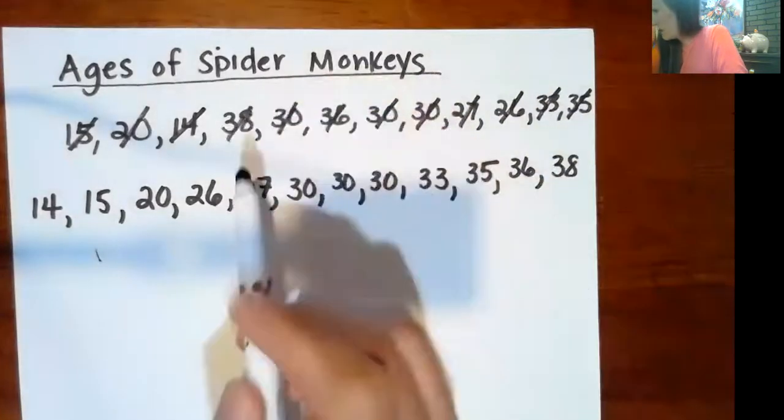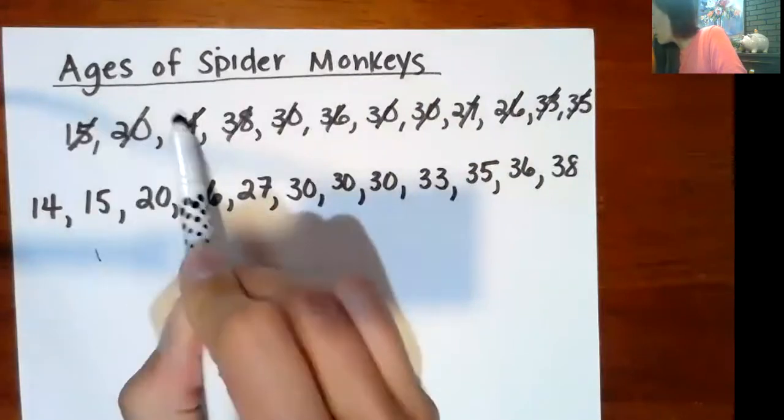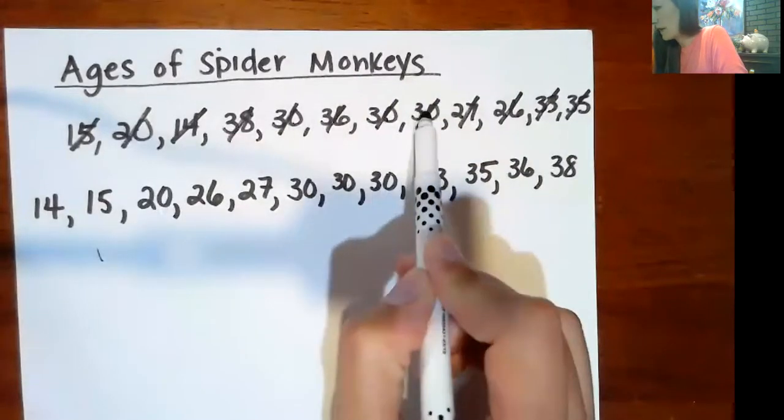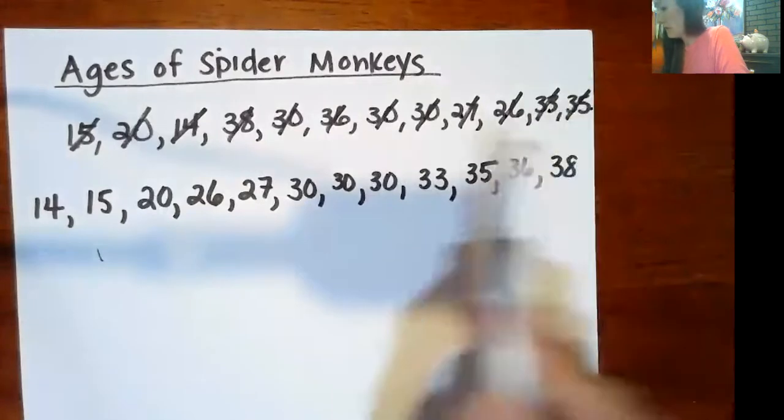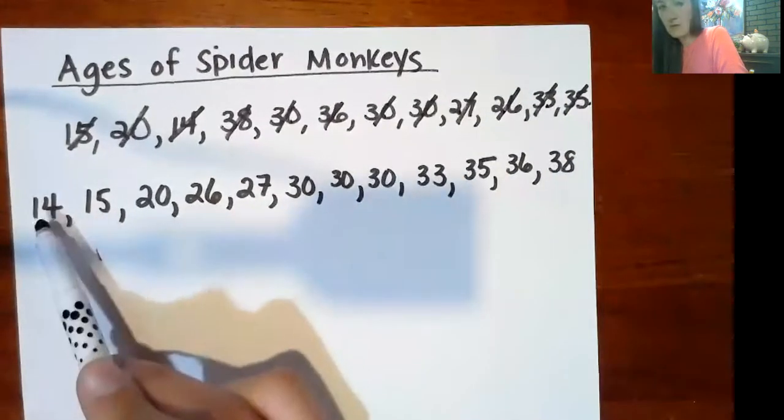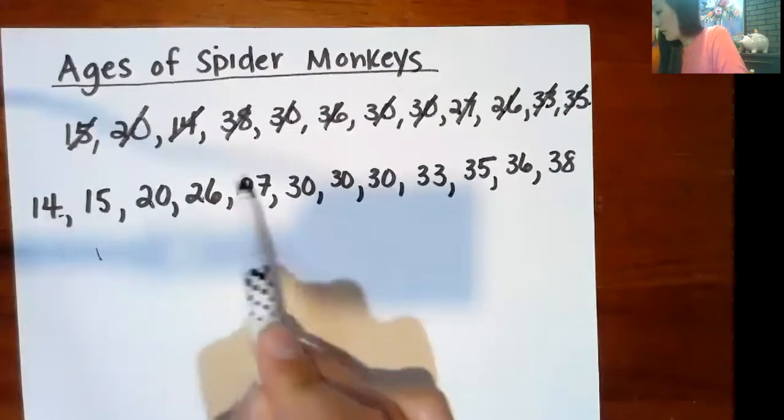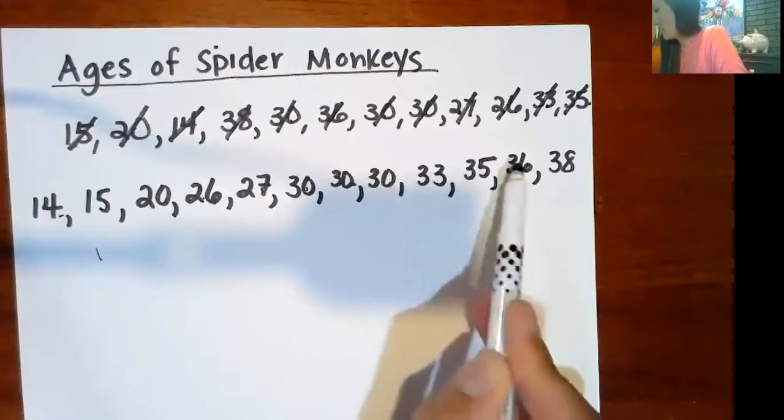38. So now I'm going to count, and we talked about this in class. 1, 2, 3, 4, 5, 6, 7, 8, 9, 10, 11, 12. I should have 12 numbers in my new string. 1, 2, 3, 4, 5, 6, 7, 8, 9, 10, 11, 12.